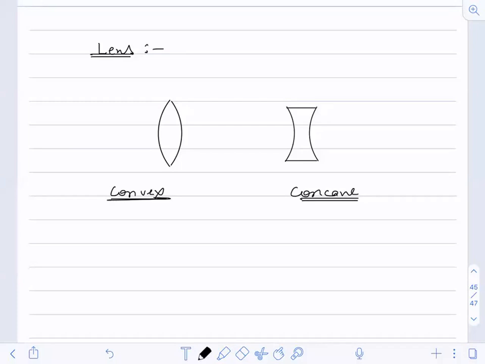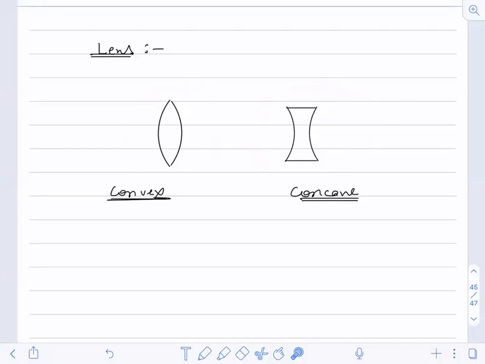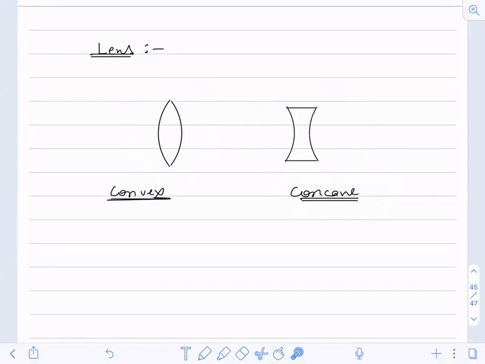Now if you have any doubt about how to remember the names, because right now you are sure that this kind of lens is convex and this is concave. But after a few days, you will get mixed up with the names. Some people will say this is convex and some will say this is concave. So how do you remember that? I'm just telling you a trick.